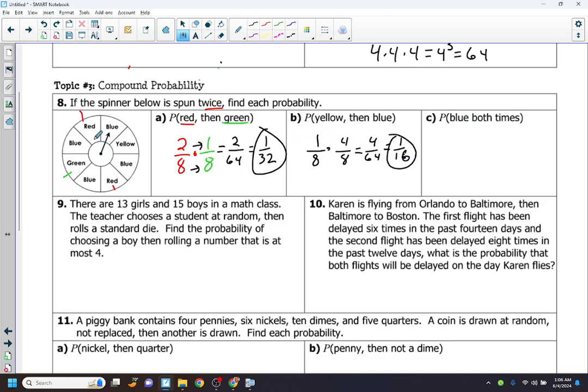Blue both times. So the first time I get a blue, that's 4 out of 8. The second time I get a blue, that's also 4 out of 8. So that's 4 out of 8 times 4 out of 8, 16 out of 64, which is 1/4.